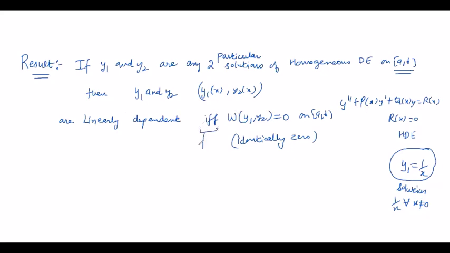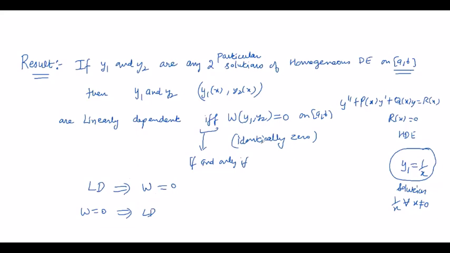I hope the meaning of this is also clear to everyone. If and only if means it's true both ways: if the functions are LD, this implies the Wronskian is 0, and if the Wronskian is 0, this implies the functions are LD. So this is a two-sided result.